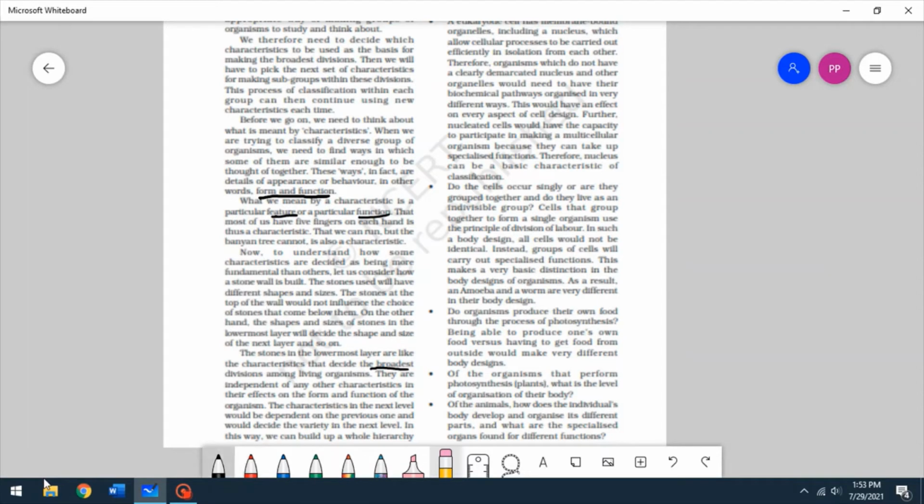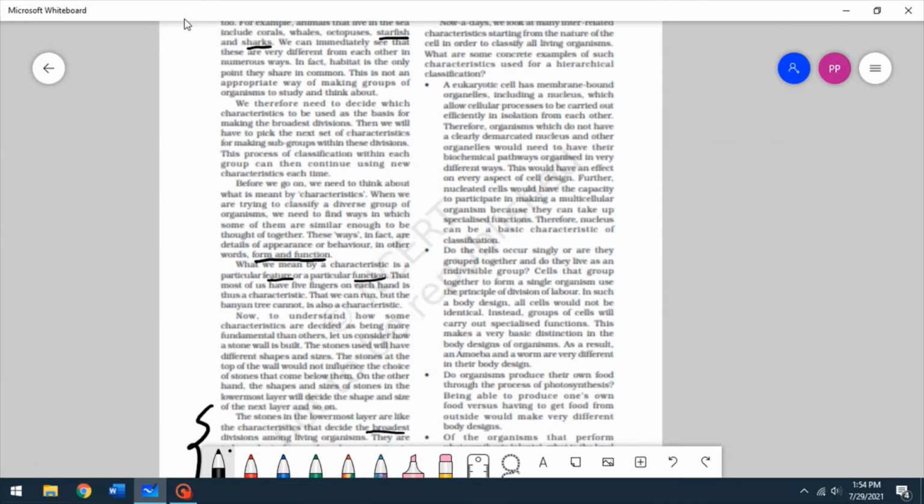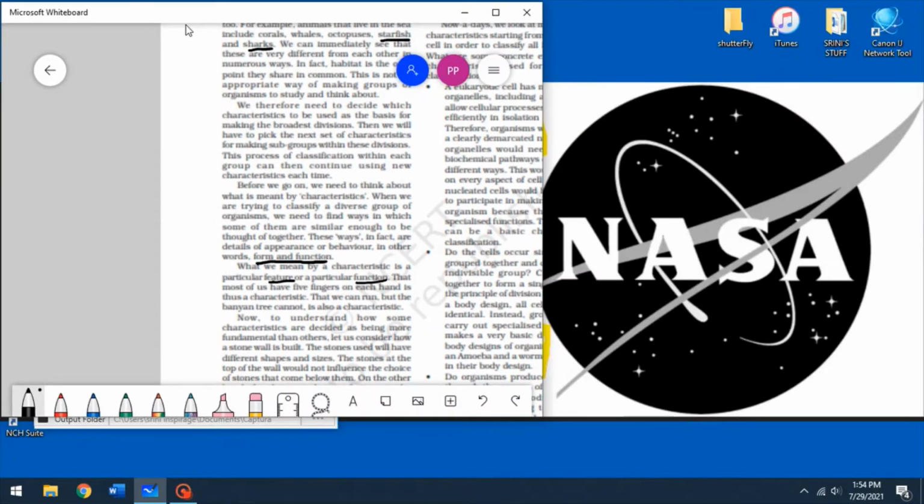What was on top, locomotion, was independent of whether they move on 4 limbs or 2 limbs. That's the broadest division. But whether they move on 2 legs or 4 legs depends on the broadest level, which is locomotion. That is what they mean by this paragraph here.